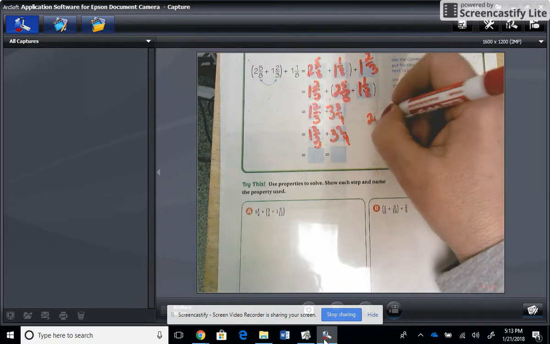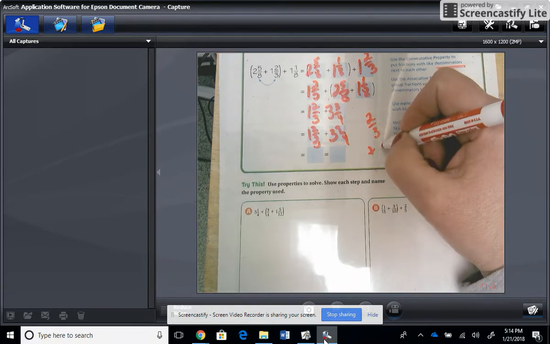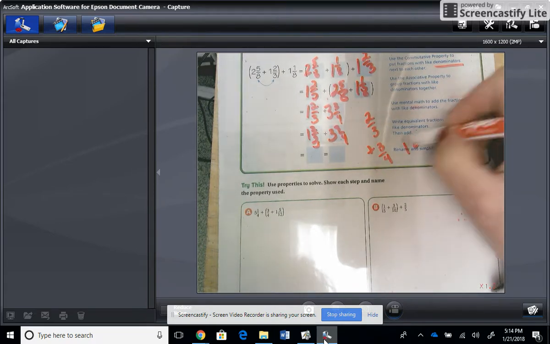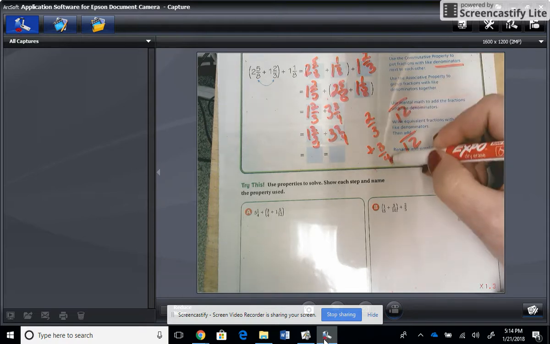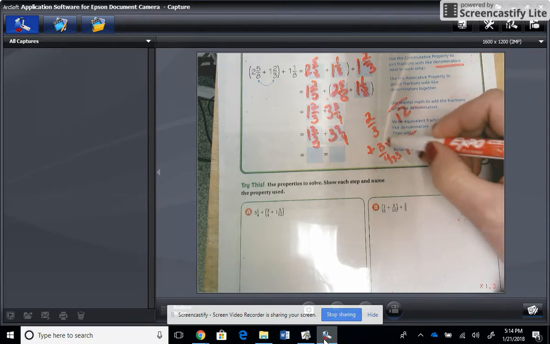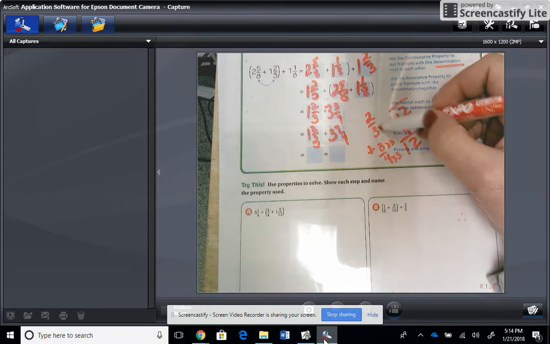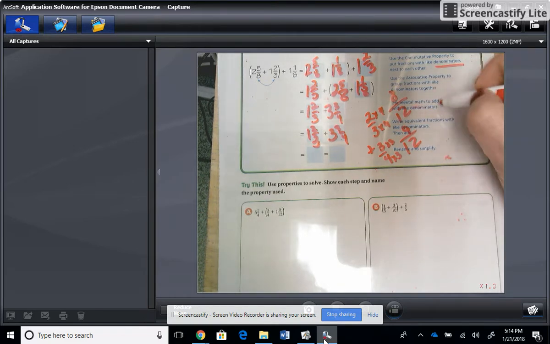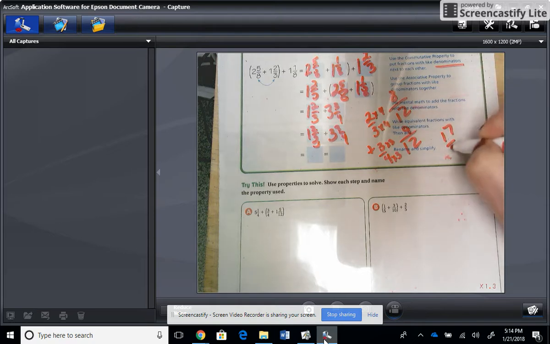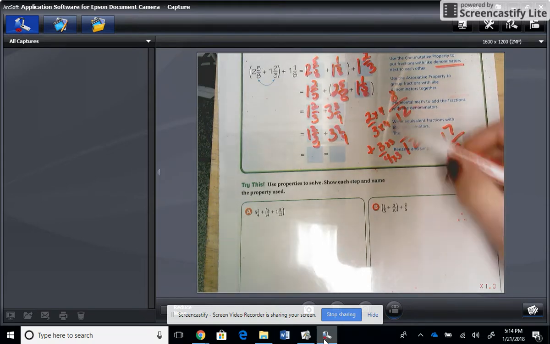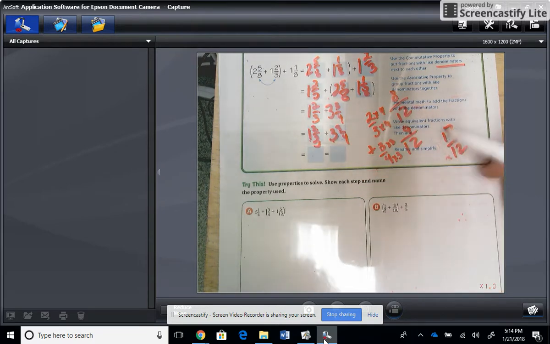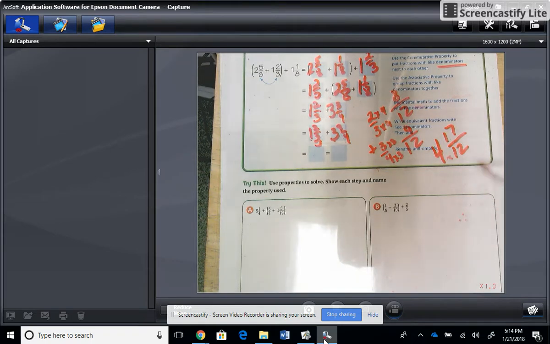And 2/3 plus 3/4 equals, well, my common denominator is 12 because I know they both can go into 12. 4 times 3 is 12, so 3 times 3 is 9. 3 times 4 is 12, so 2 times 4 is 8. 8 plus 9 is 17/12. And let me add my whole numbers so I don't forget those. I have a 1 and a 3, so I have 4 and 17/12.